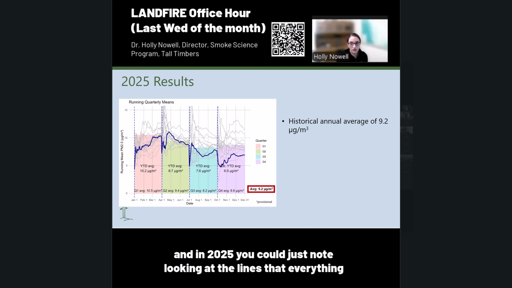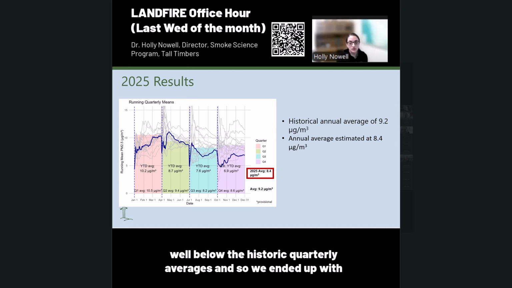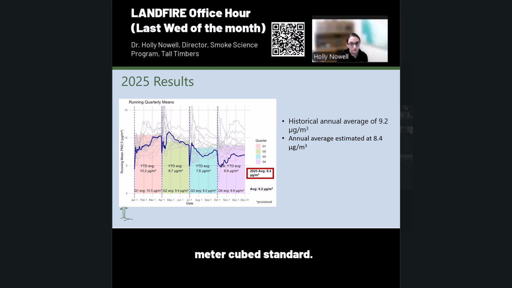And in 2025, you could just note, looking at the lines, that everything was actually below the historic quarterly averages, and some were well below the historic quarterly averages. And so we ended up with an average annual estimated, and I should, again, Q4 is provisional, of 8.4 micrograms per meter cubed. So well below the historic average and comfortably below the new 9.0 microgram per meter cubed standard.